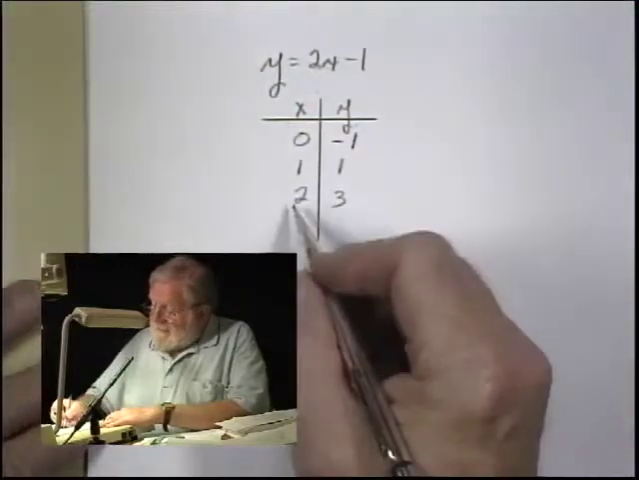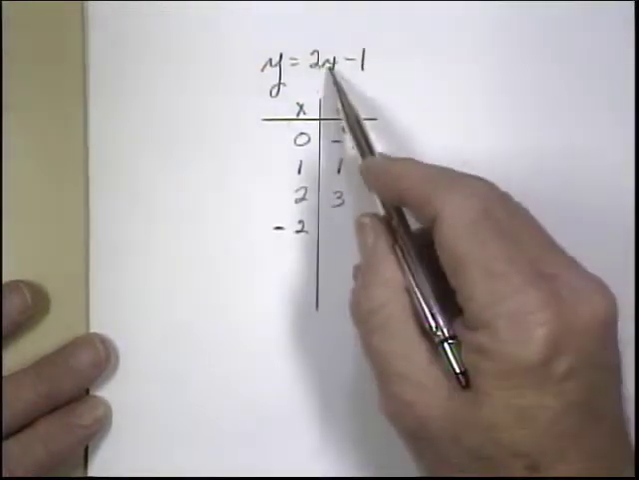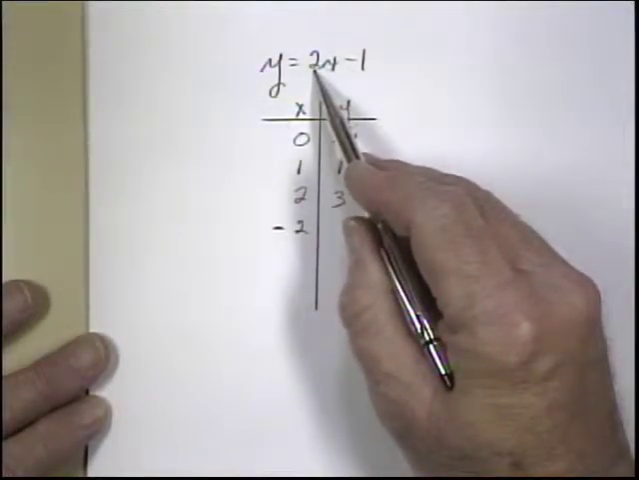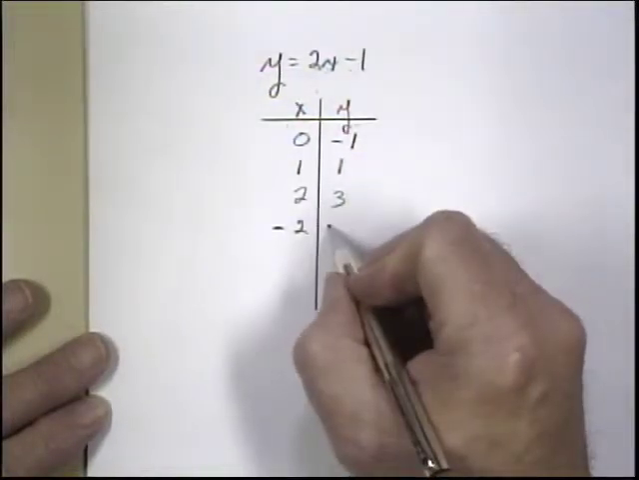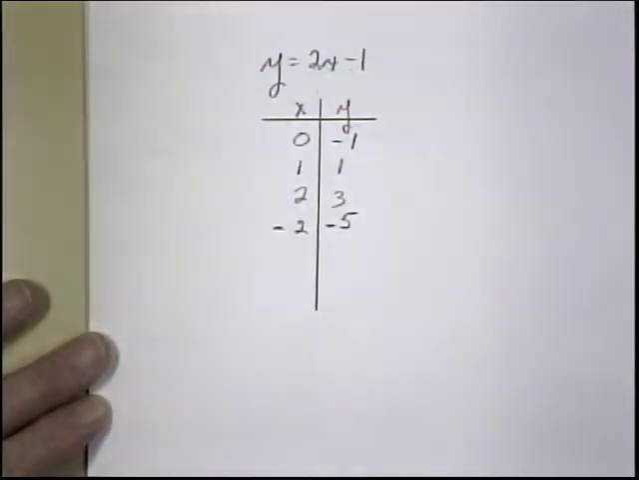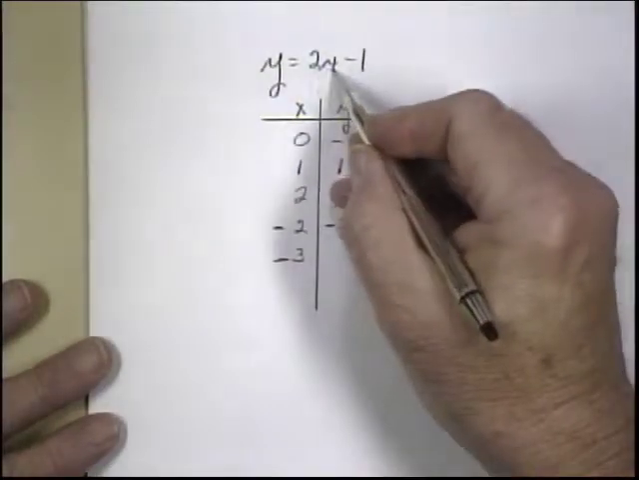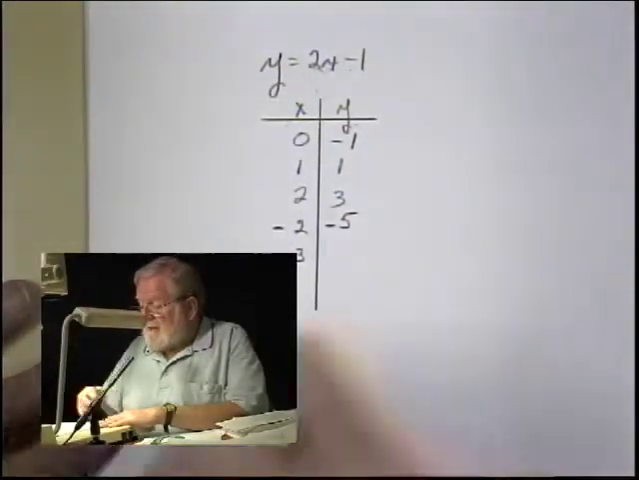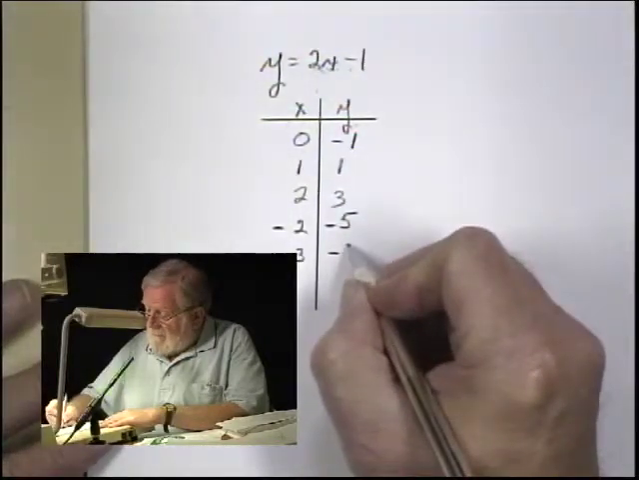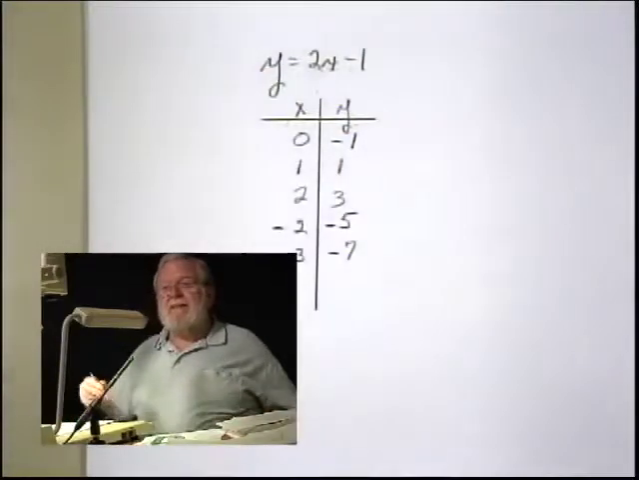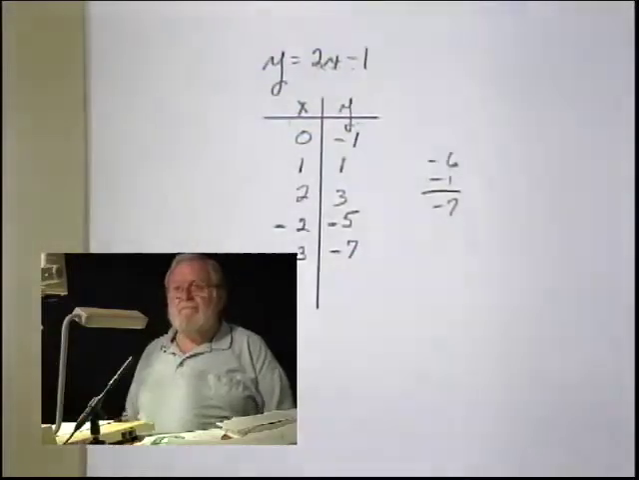Let's try some negative numbers. We'll try a negative 2. We'd have a minus 2 times 2 is a minus 4. And a minus 4 and a minus 1 is a minus 5. And we might as well do a minus 3. We'd have a minus 3 times 2. That is a minus 6. And minus 6 minus 1 is a minus 7.